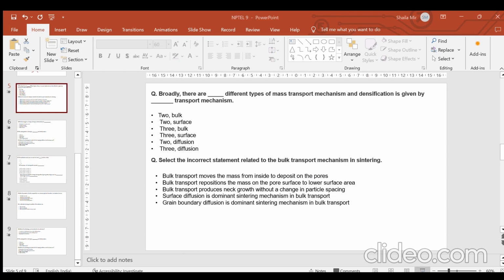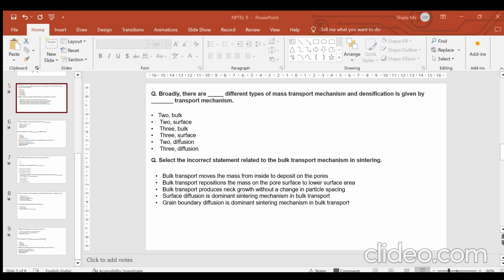So now we have another question that says that broadly there are dash different types of mass transfer mechanisms, and densification is given by dash transport mechanism. Obviously, there are different types of mass transfer mechanism. One we say is bulk transport, one we say is surface transport. So we can say there are actually two types of mass transports, and the densification that occurs during the sintering process is actually based on the bulk transport, right? So the option A is correct.